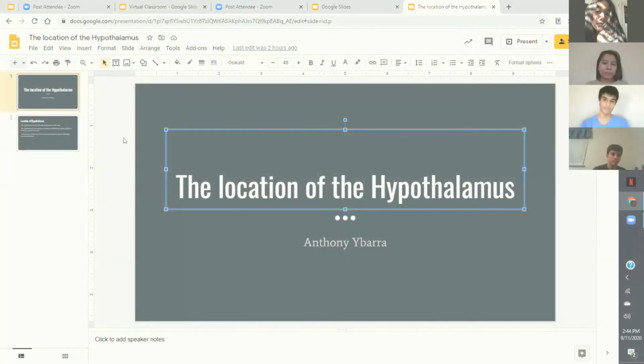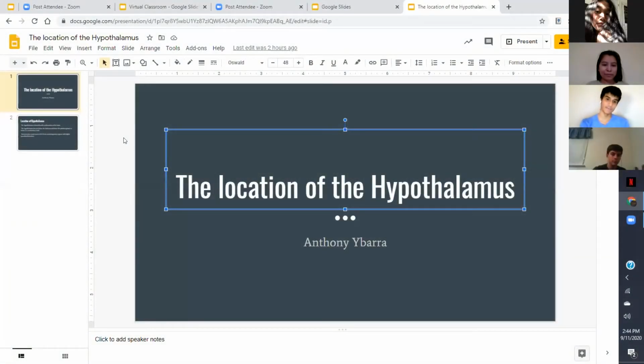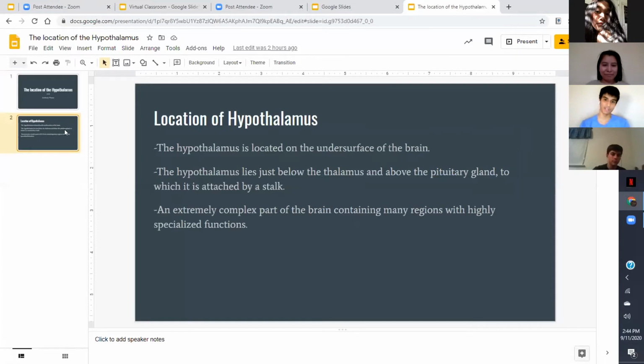Okay, so first up is the location of the hypothalamus. The hypothalamus is located on the undersurface of the brain. It lies just below the thalamus and above the pituitary gland, to which it is attached by a stalk. It is an extremely complex part of the brain containing many regions with highly specialized functions.